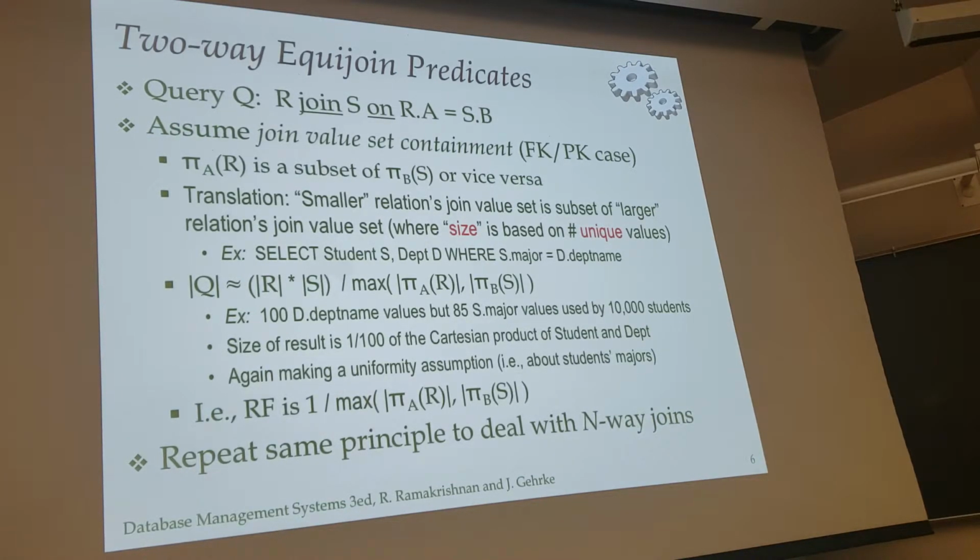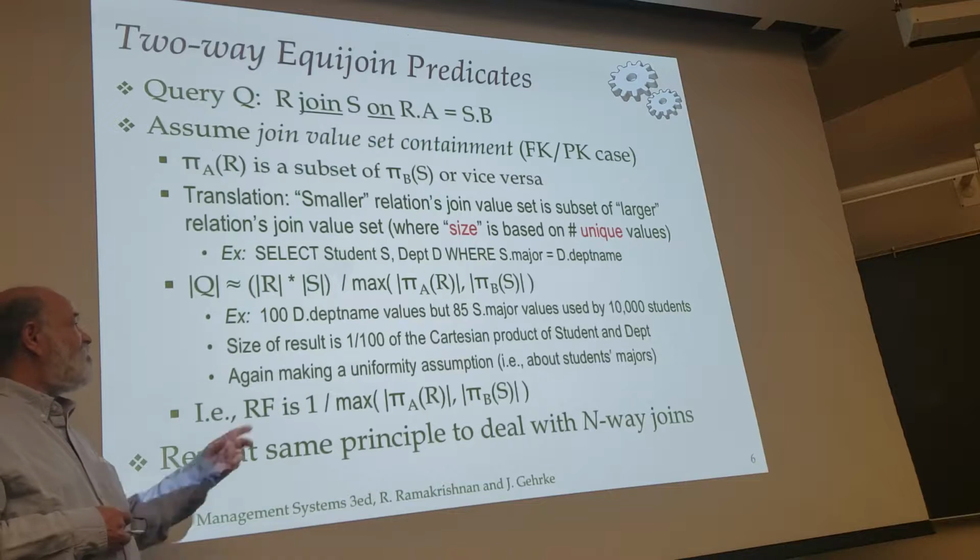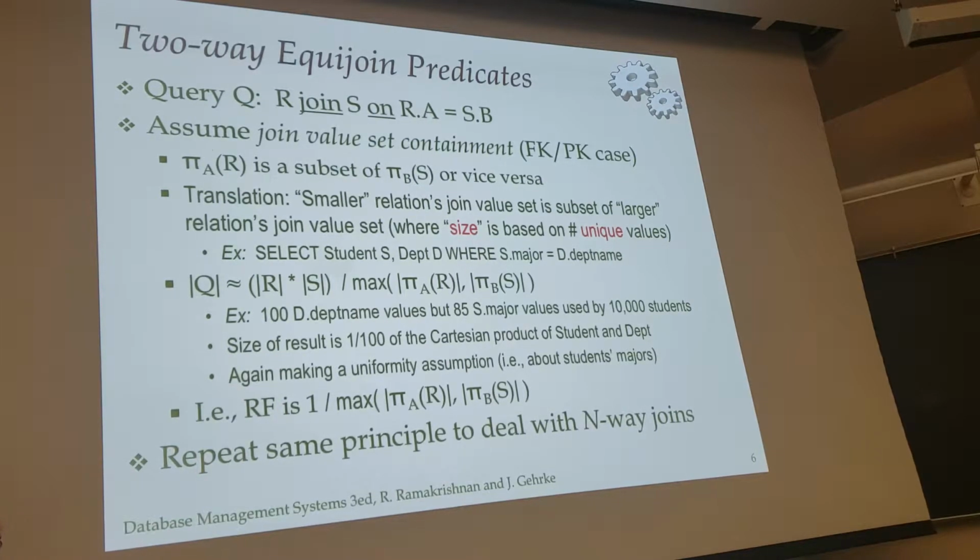Okay. So the general idea is that you're going to assume that the value set in the smaller table is a subset of the larger table. So, for example, if you're looking for students and departments where students major in the department, you're going to end up dividing by the larger number of the values inside.